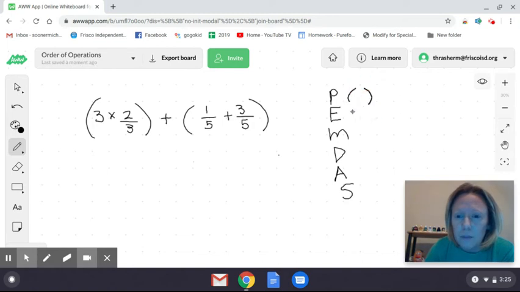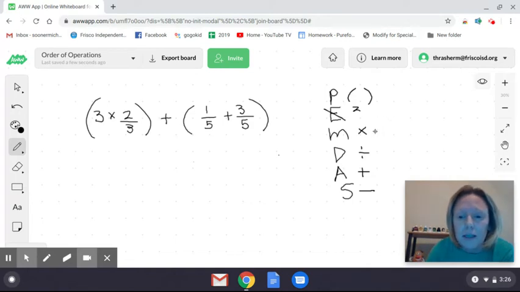exponents, which are little numbers that float up in the top of the above problems, but because you're in elementary school, you don't have any exponents. Multiplication, division, addition, and subtraction.